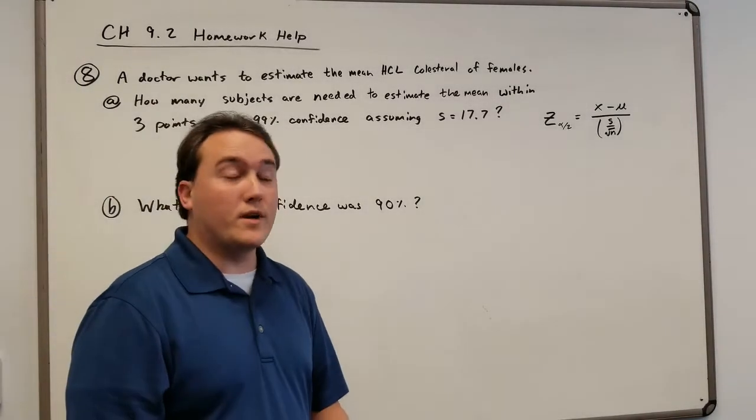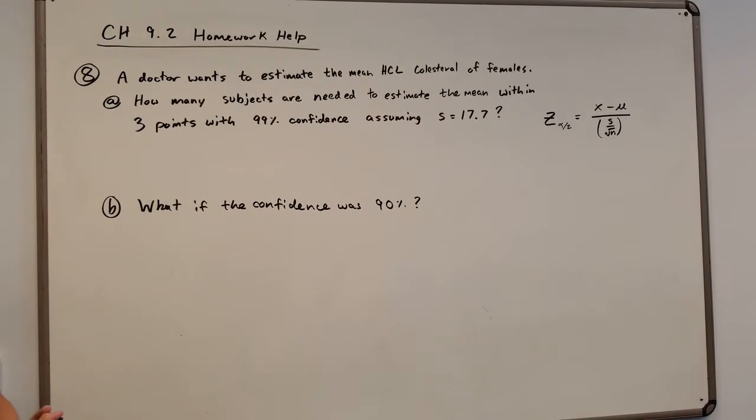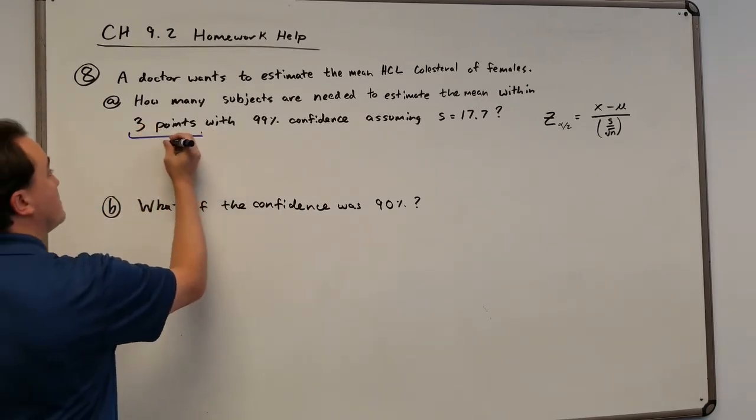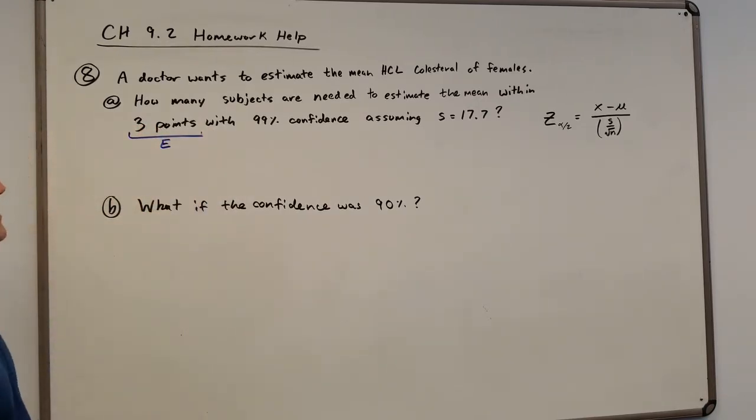Okay, so for number 8, it says the doctor wants to estimate the mean HDL cholesterol of females, whatever that is. How many subjects are needed to estimate the mean within 3 points? Okay, so that's our error. With a 99% confidence, assuming that the standard deviation is 17.7.